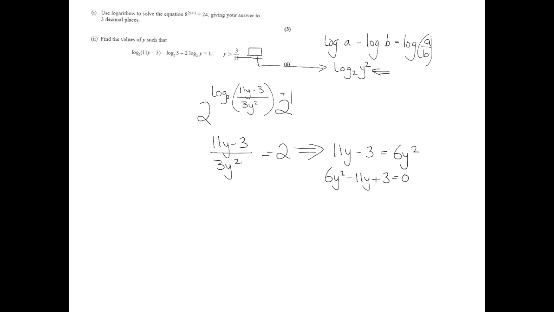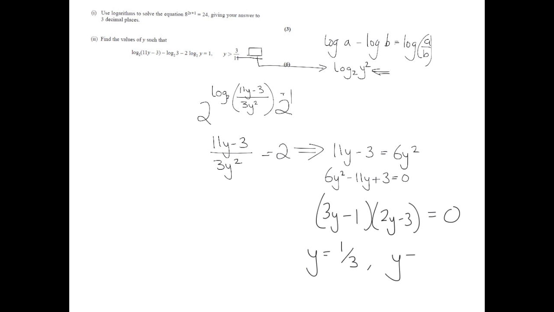Factorizing to get two brackets, and if you have a graphical calculator, just use the polynomial function on there. You should end up with 3y minus 1 and 2y minus 3, meaning that y will equal either a third or y will equal 3/2. And that's how you get the 6 marks for this.